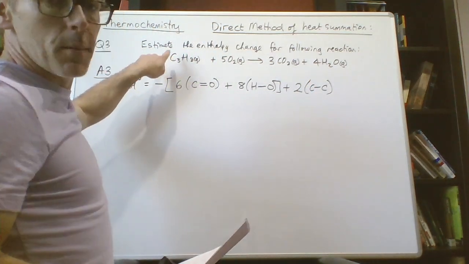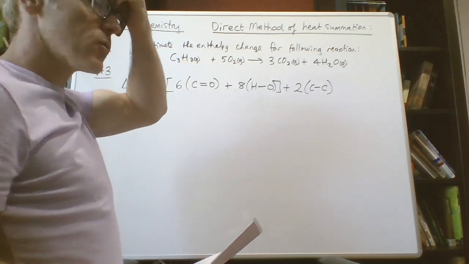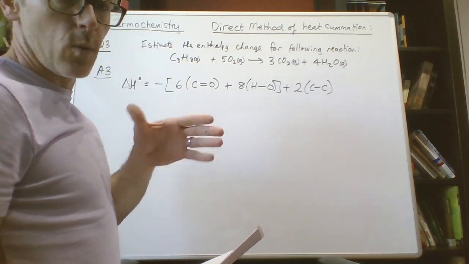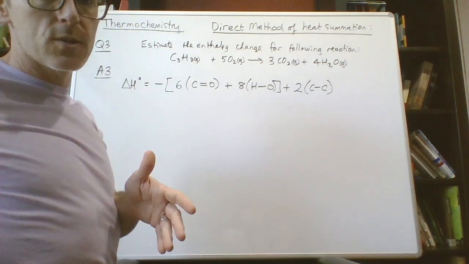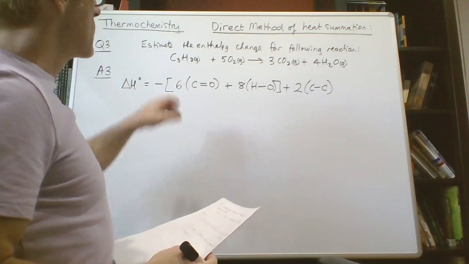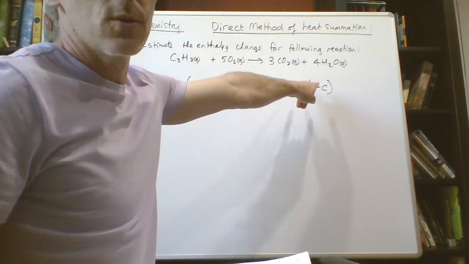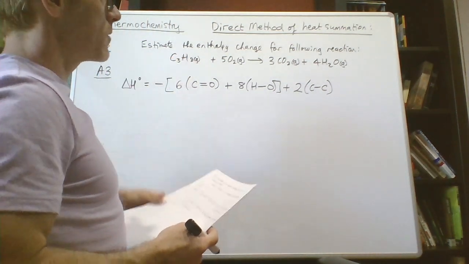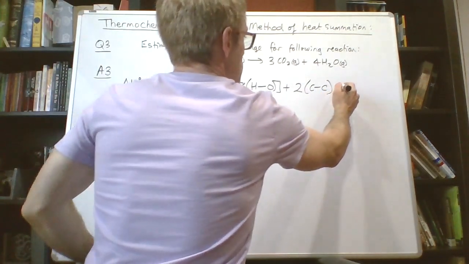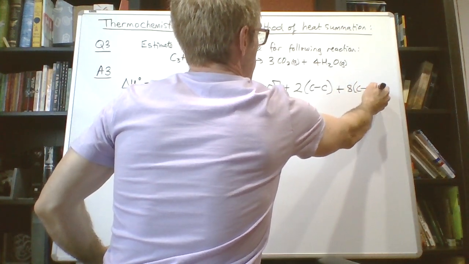So I've got 3 carbons here. There's 2 bonds connecting 3 carbons because the one in the middle bonds to its left, that's 1 bond. It also bonds to its right. That's a second bond. So again, 3 carbon atoms are bonded, incorporate 2 carbon bonds. And I have 8 bonds between hydrogen and carbon. So that's 8 lots of the bond between carbon and hydrogen.